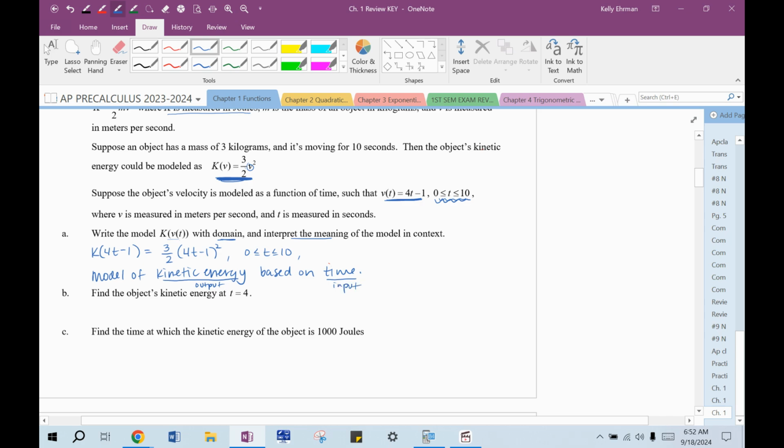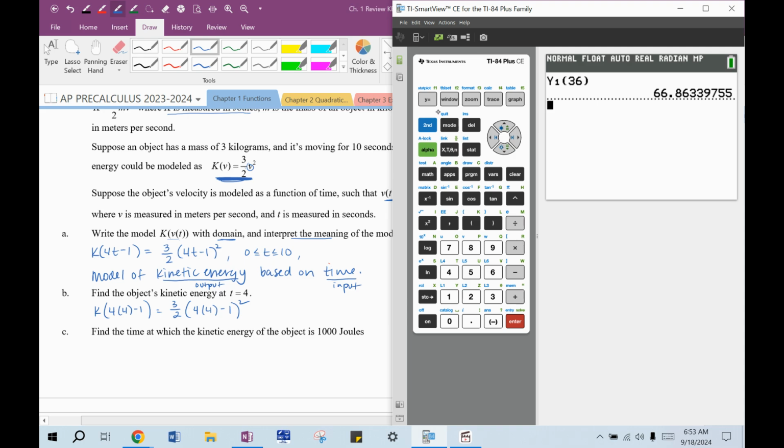All right. And then part B, we need to find the object's kinetic energy at 4. So they're asking us to find K of 4 times 4 minus 1. Now, it is not hard to just plug that into your calculator exactly as I've written it here onto the home screen. But I do want to remind you that you can put this into y equals.